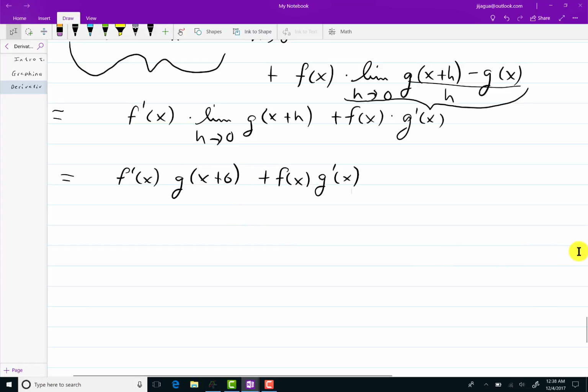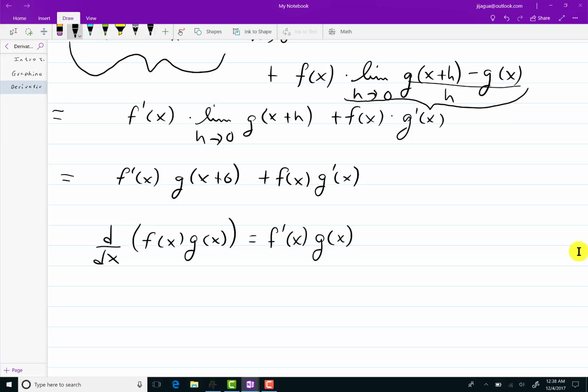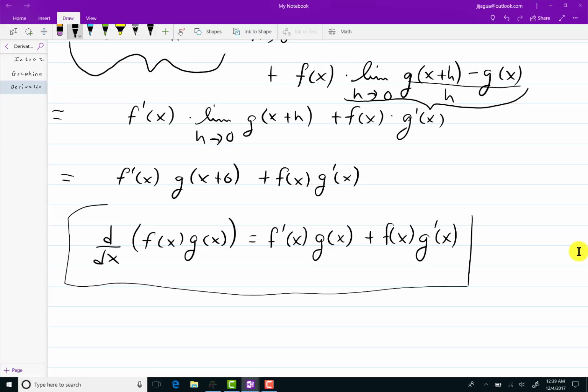So the formula I have, d over dx of f of x times g of x, equals f prime of x times g of x plus f of x times g prime of x. And that there is the product rule. Let me do a few examples to illustrate its purpose.